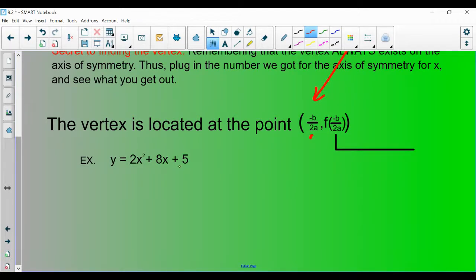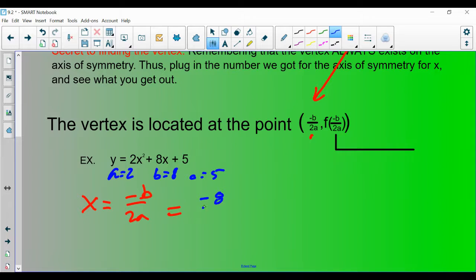I'm going to show you using this example here. So the formula for finding the axis of symmetry is negative b over 2a. And we're going to plug these numbers in. We know that a is 2, b is 8, and c is 5. So I'm going to plug these numbers in. I'm going to get negative 8 over 2 times 2, which is negative 8 over 4, which is negative 2. So the axis of symmetry is x equals negative 2.